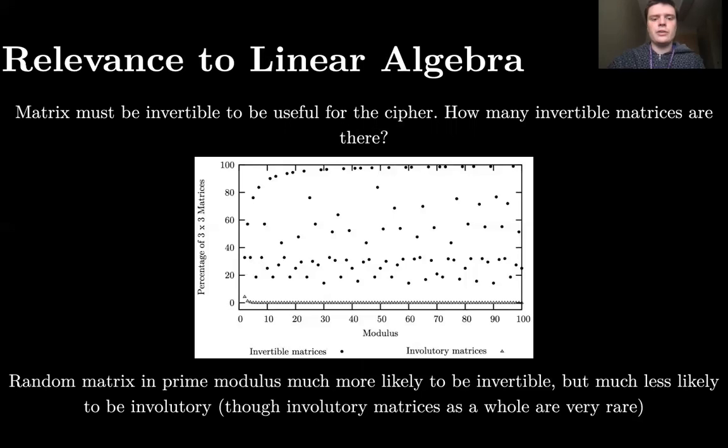Now, you'll notice looking at this graph that prime moduli have a much higher percentage of matrices that are invertible than composite moduli. So if you want to maximize the chance that any random matrix you select will be invertible and therefore usable for this cipher, then you should use a prime modulus. And that's why we had our alphabet contain a prime number of characters earlier.